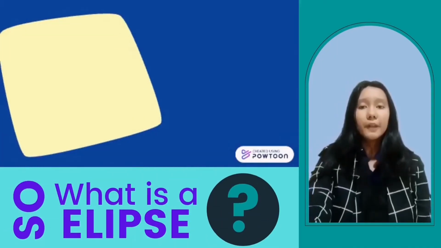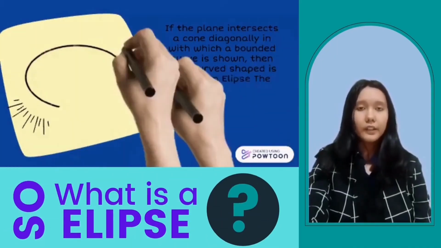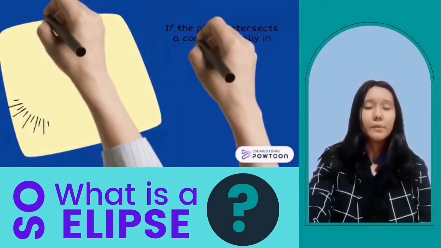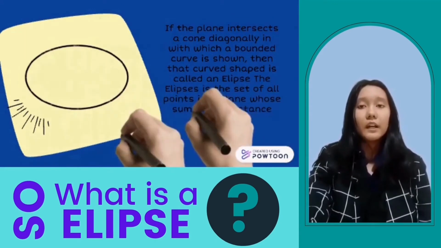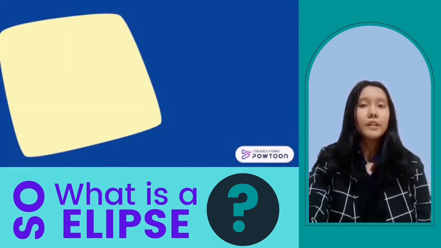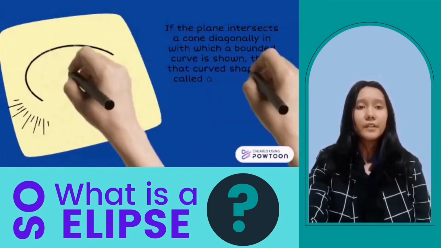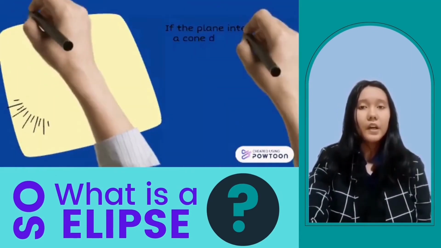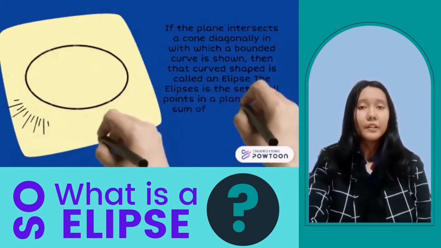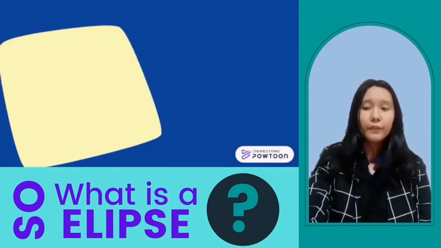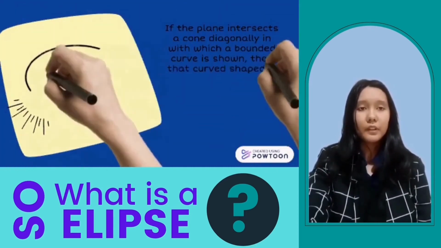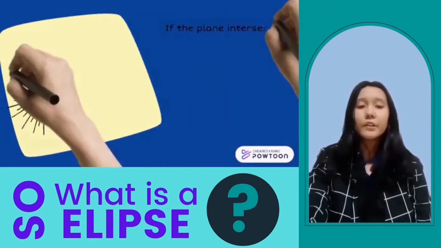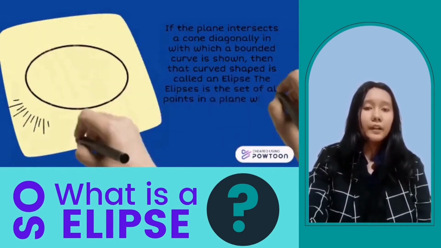Ellipse. If the plane intersects a cone diagonally in which a bounded curve is shown, then that curve shape is called an ellipse. The ellipse is the set of all points in a plane whose sum of the distances from the two fixed points, the foci, is constant. If you draw out a curve where the distance from the first focus to a point plus the distance from the second focus is constant, eventually you will draw out an ellipse.